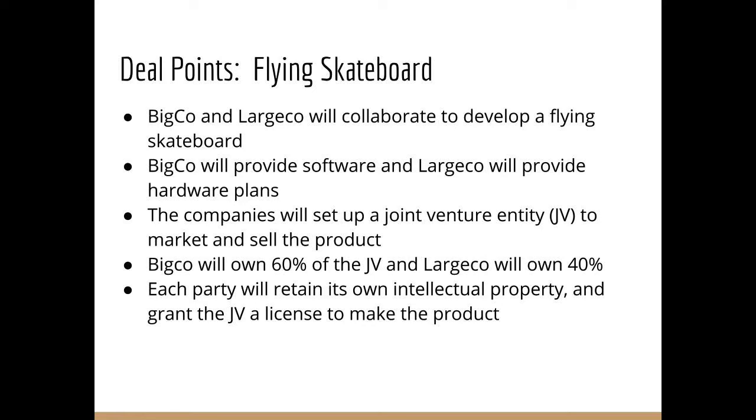So this is an example of what some deal points might look like for a deal for two parties to get together to collaborate to develop a flying skateboard product. You can see that there are a few deal points here. One party will provide software, the other will provide hardware plans. They're going to set up a joint venture entity. One party will own 60% and the other will own 40%, and so forth.